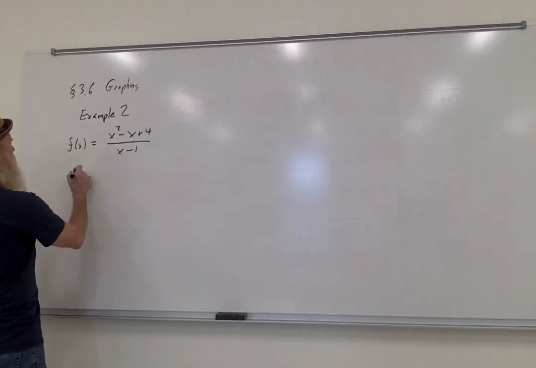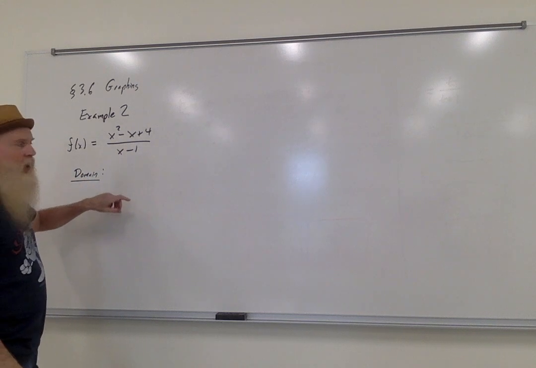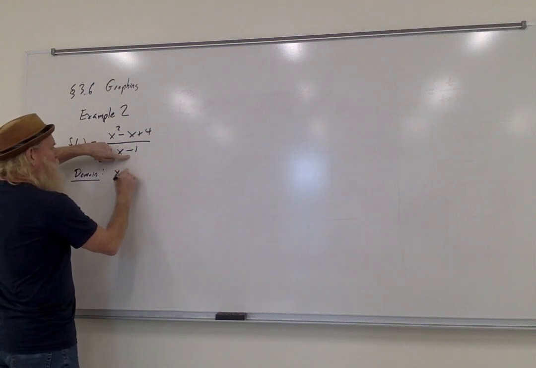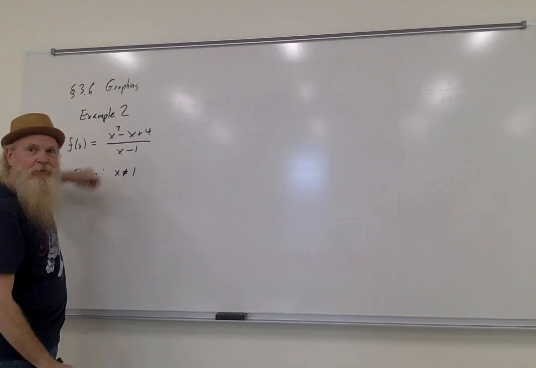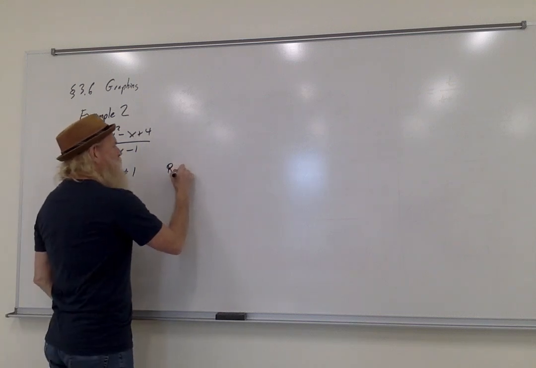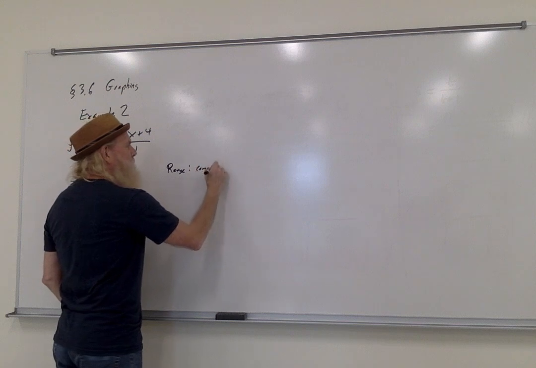To begin with, we can talk about the domain. The domain is going to be all the numbers where the denominator is non-zero. So the domain is going to be all numbers except for 1. 1 has to be excluded. Range, once again, is something that we need to come back to.